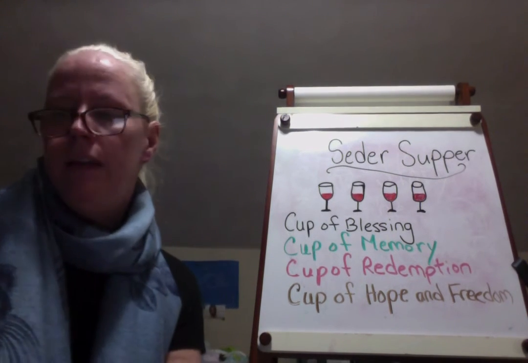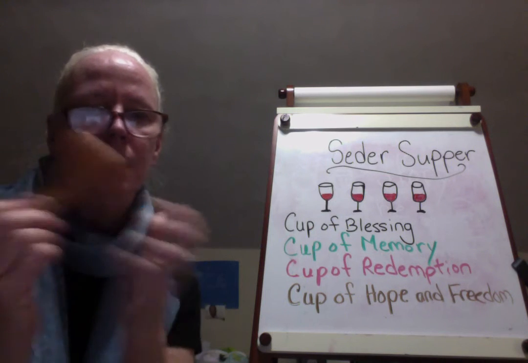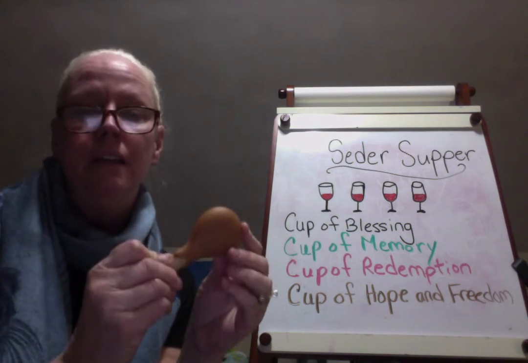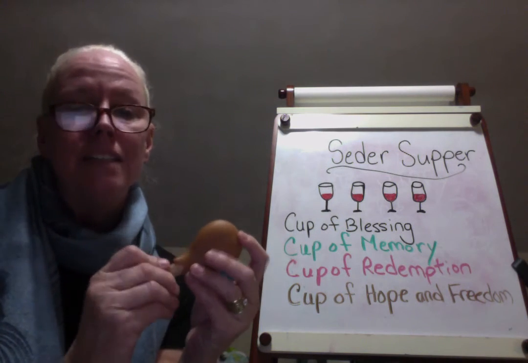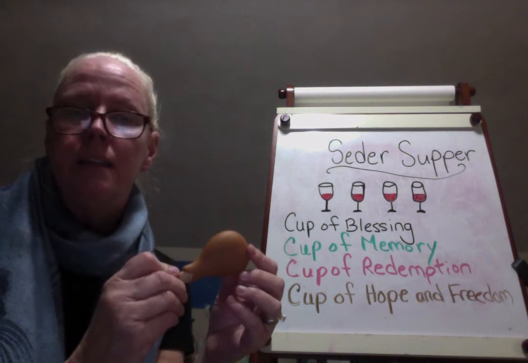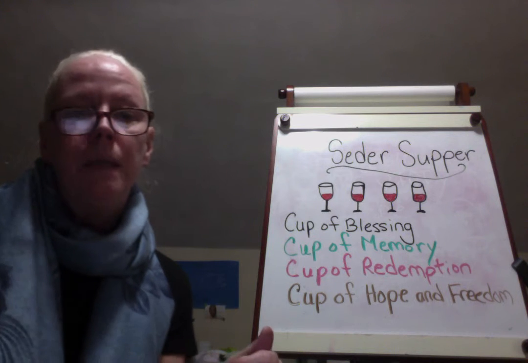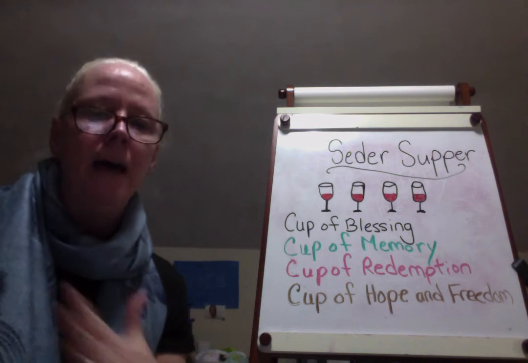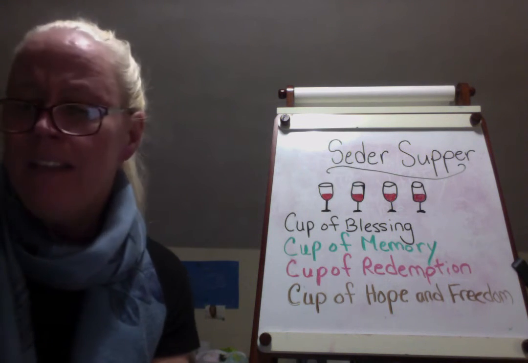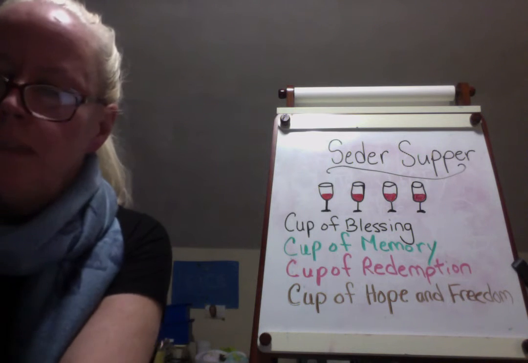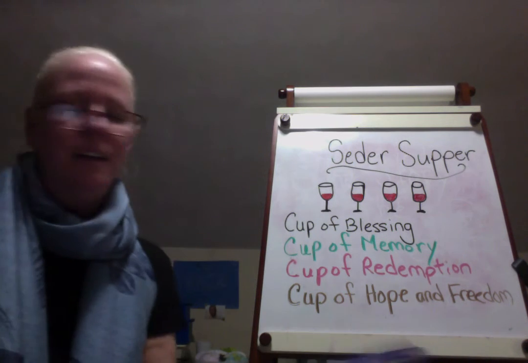After that, we have more bitter herbs in the form of horseradish. Again, the bitterness of slavery. And then we have the shank bone, the lamb bone. It serves as a reminder of the sacrifice that the Israelites offered before leaving Egypt, and also the lamb's blood that was used to mark the doors of the Hebrew people so the angel of death would pass over.